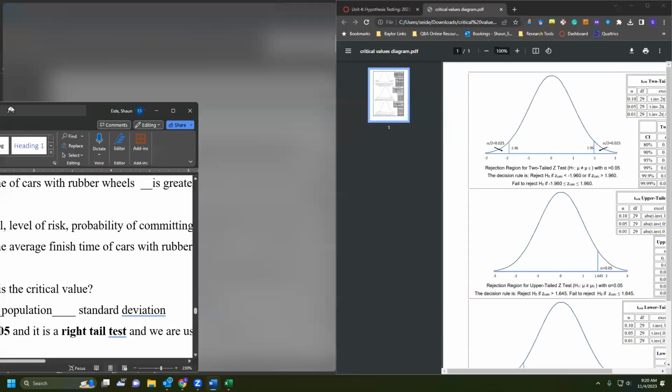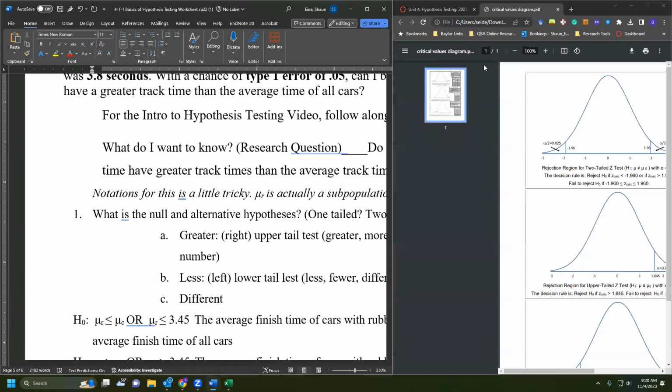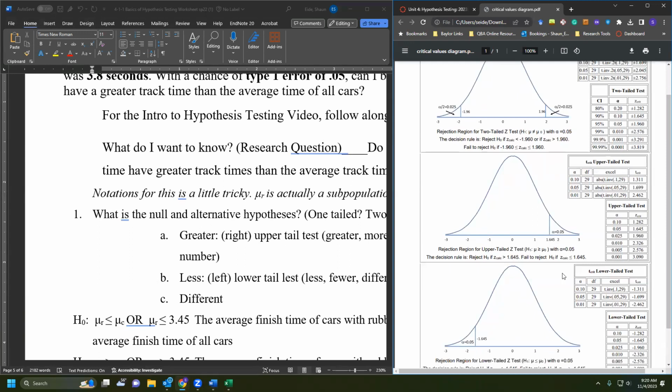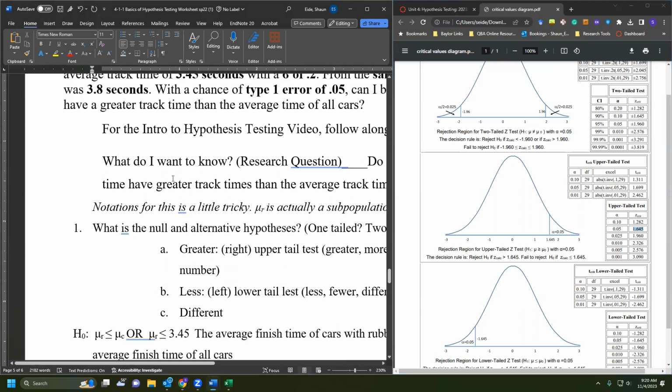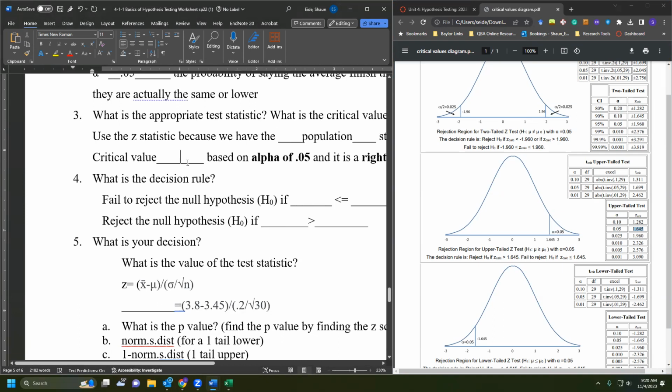Okay, so the critical value, we're about to run a Z test, and the critical value is a delineating point of whether or not we reject or fail to reject the null hypothesis. So right here, we're running an upper tail test with an alpha of 0.05, and so the critical value is going to be 1.645. Okay, so 1.645 is the critical value, and I'm going to put that right here, 1.645. And based on that, we are going to make a decision rule.